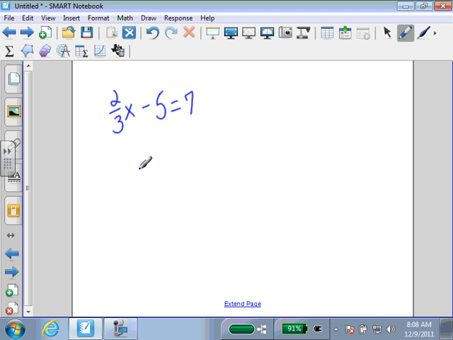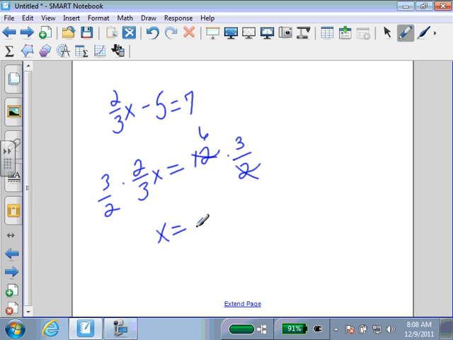We're going to add 5 to both sides. Multiply both sides by 3 halves. X equals 18.